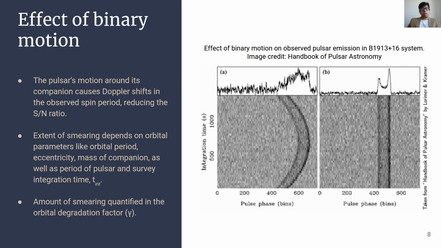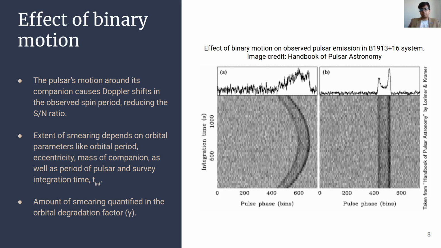The pulsar's motion around the companion causes Doppler shifts in the observed spin period, which in turn reduces the signal-to-noise ratio. This is shown in the image on the right hand side, where in the left panel we can see that if this motion of the pulsar around the companion is left uncorrected, it causes this smearing in the observed pulse profile, which in turn results in a reduced signal to noise ratio. However, if we know the orbital parameters of this system accurately, then we can remove this effect of the binary motion of the pulsar and recover a very sharp and strong pulse profile, which in turn increases the signal to noise ratio.